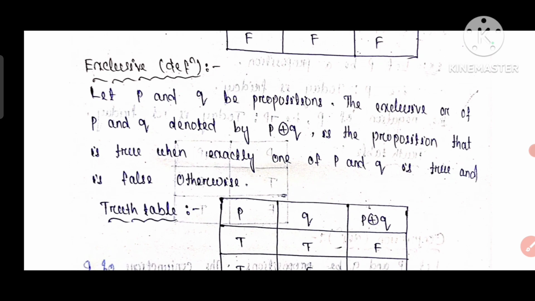Next, exclusive. This is the symbol of exclusive. Here P and Q also be two propositions. The exclusive OR of P and Q is denoted as like this.